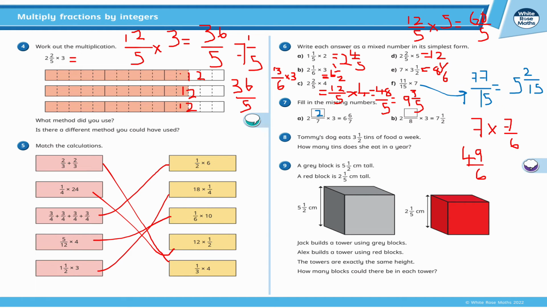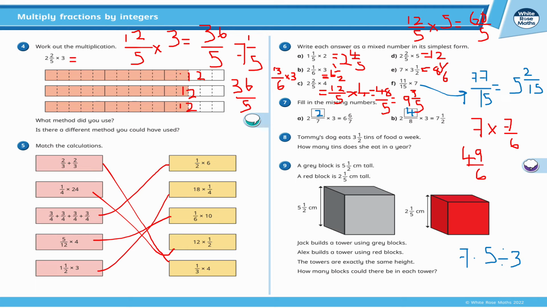Next one, 2 and something over 8 times 3 is 7.5. So let's just work backwards here to make the answer easier. So 7.5 divided by 3, well that's going to give me 2.5. So 2.5 is going to be 2 and 4/8 as my fraction, because 4/8 simplifies to a half.